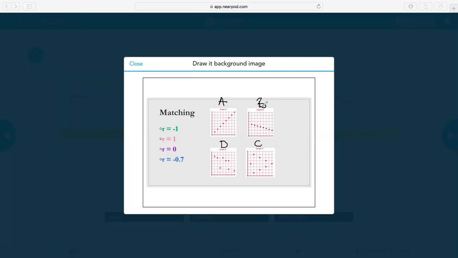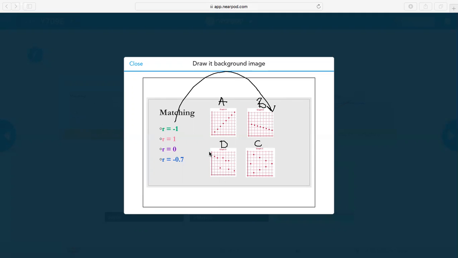Okay, Jada, what do you think R equals -1? Which graph do you think it goes to? B. Absolutely. B is a perfectly negative regression. It goes in a perfectly negative straight line. I can't go through the dots, but you know what I mean. It's a perfectly straight line.